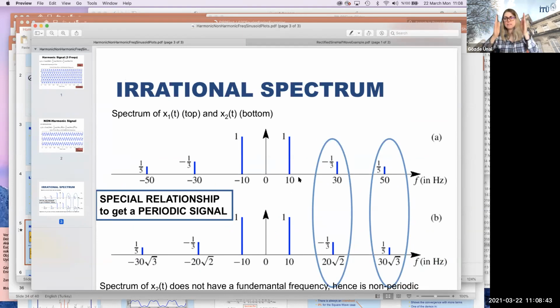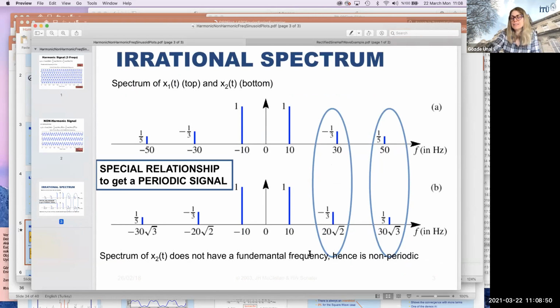These discrete spectrum samples were at multiples of the fundamental frequency, but now the spectrum of x of t does not have a fundamental frequency. It's not periodic, but I can still show the spectrum. That's the important point, guys. It said irrational spectrum, but we could say non-periodic signal spectrum. I think that could be a better title for this one. So you could look at a spectrum representation like this and tell whether the signal is periodic or not.